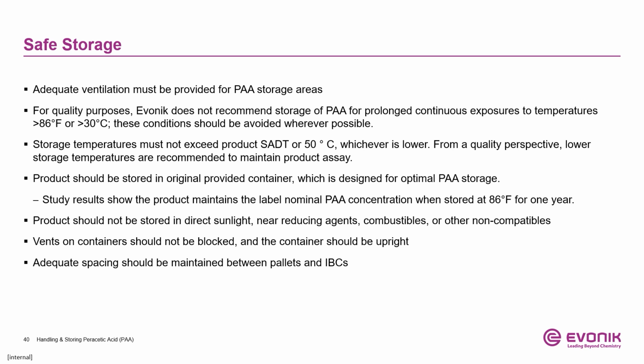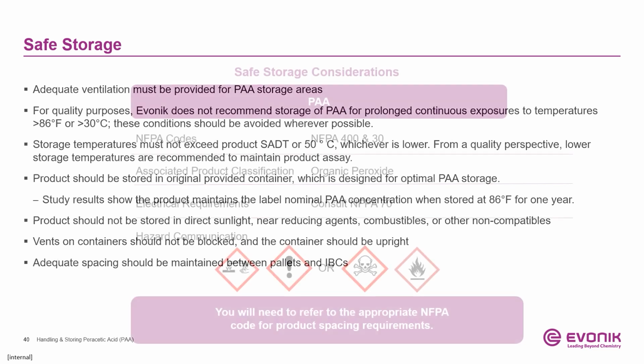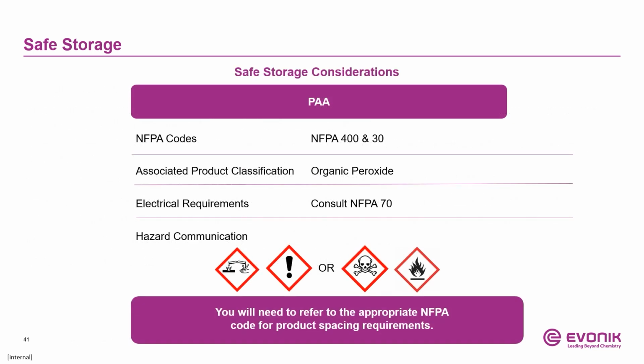You will also want to make sure that the vents on the containers are not blocked and the containers are upright. It is important to maintain adequate spacing between pallets and IBCs. Peracetic acid is an organic peroxide and has corrosive and oxidizing properties. You will want to refer to the appropriate NFPA code for product storage, building design, and spacing requirements.